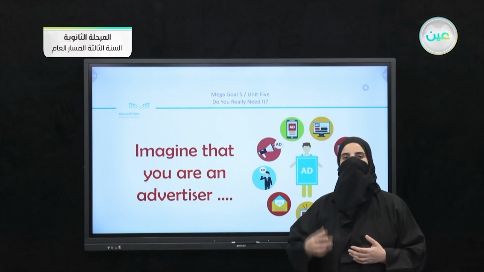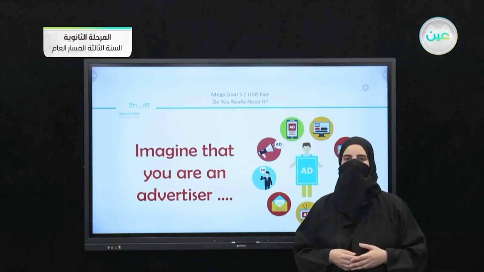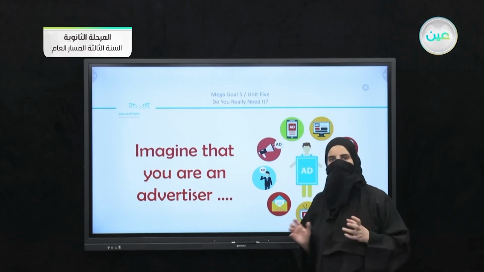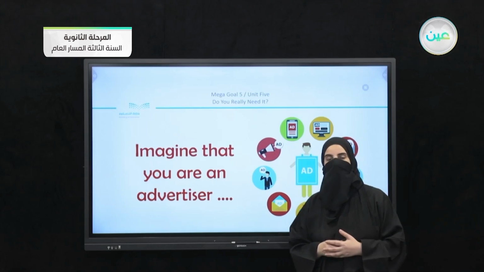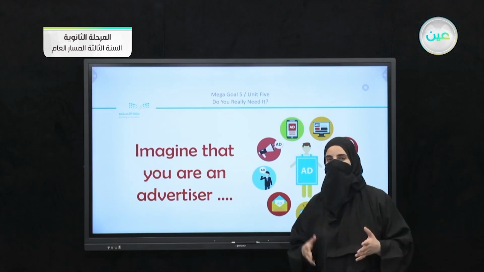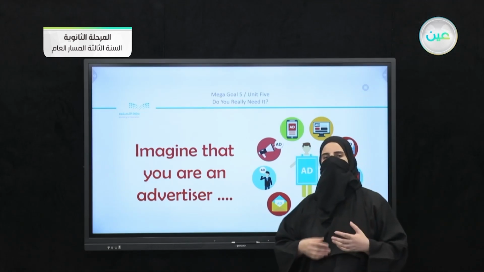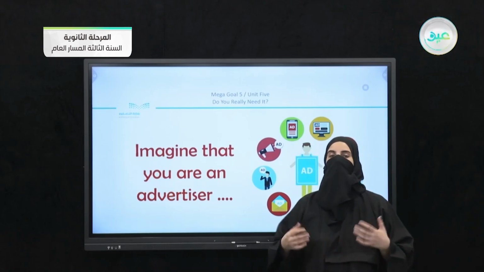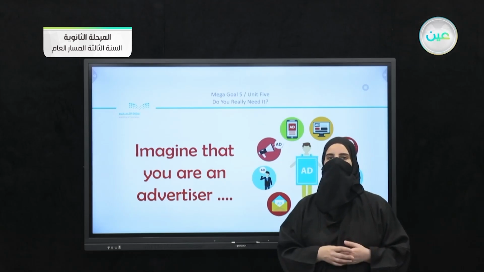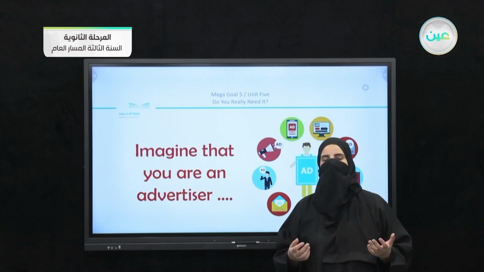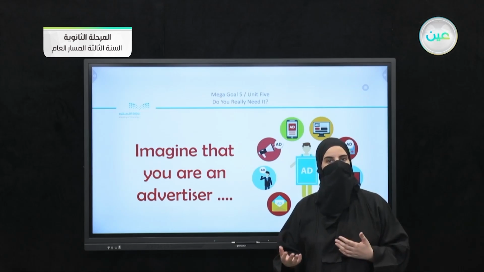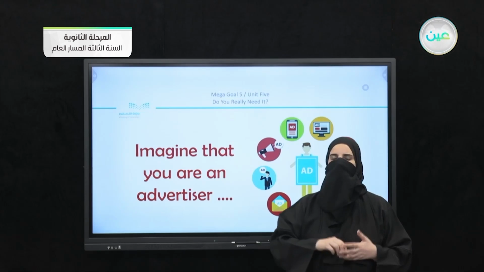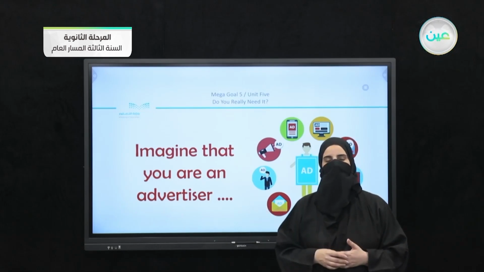We did read and learn about different types of advertisements in our book. So now we are going to imagine that you are an advertiser. So in general, we are advertisers. We're going to imagine together. Just imagine that you have some kind of different product. Just imagine that you are given something and you are asked to advertise this product. What are you going to do? How can you make this product attractive for other people to buy? What are the different techniques that you can use for advertising this product?